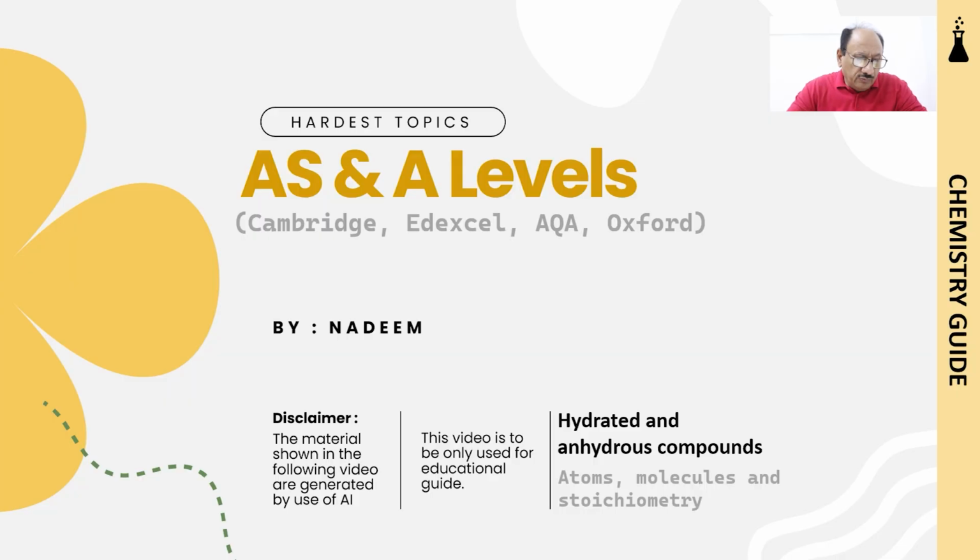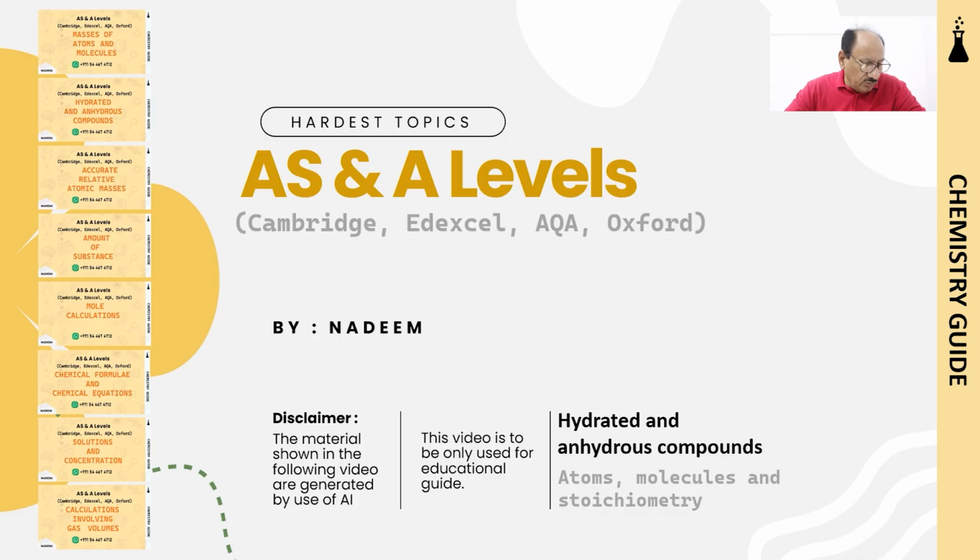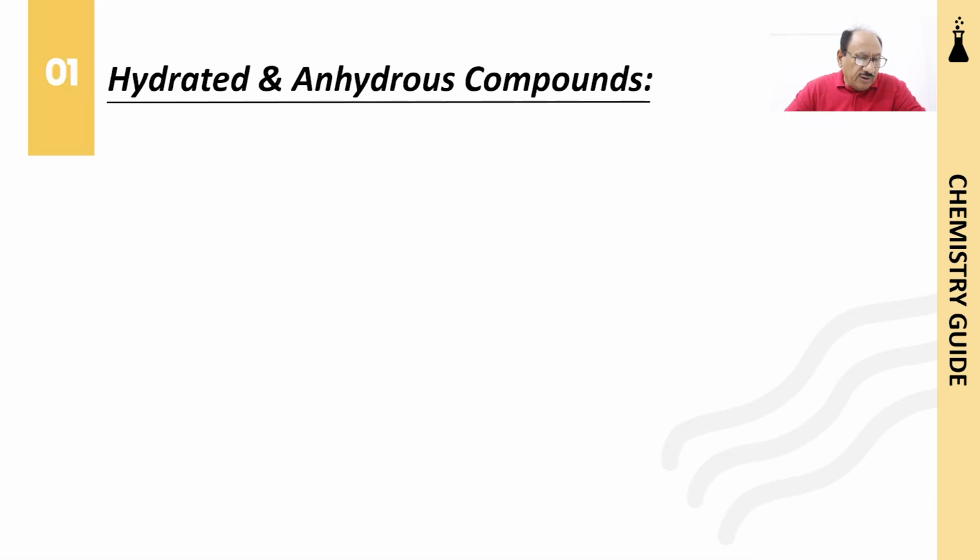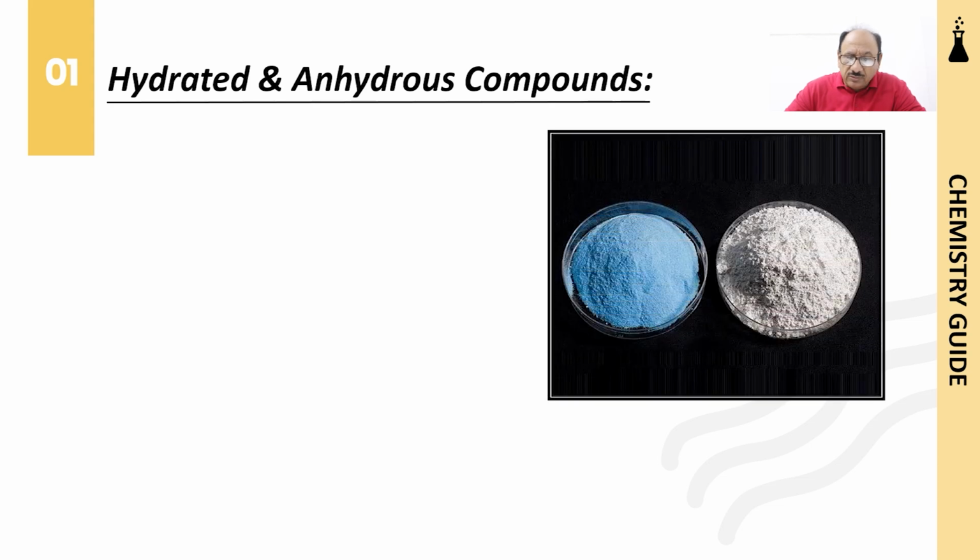Hello everyone. Today we'll be going through the AS level chemistry portion, and the topic is hydrated and anhydrous compounds. This is a subtopic from the main topic, which is atoms, molecules and stoichiometry, which has 8 videos. You will have to go through all these 8 videos to cover this main topic, and you can find these videos in the playlist.